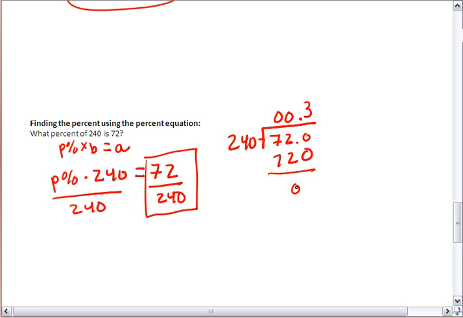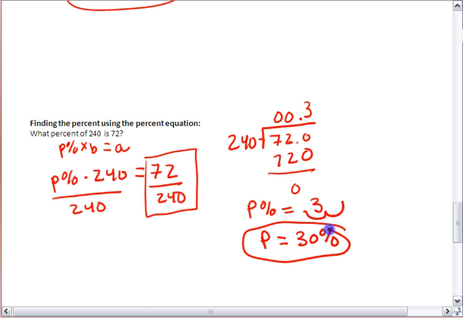So 0.3 equals p percent. Alright, okay? So p percent equals 0.3. So to convert this to a percentage, I go 2 places to the right, and I get p equals 30%, and that would be my answer.